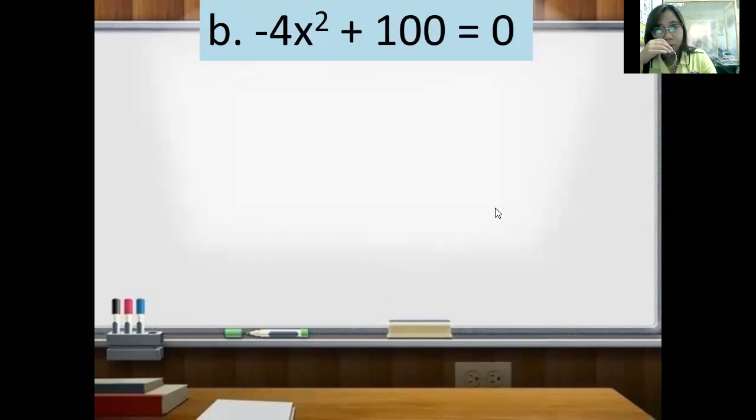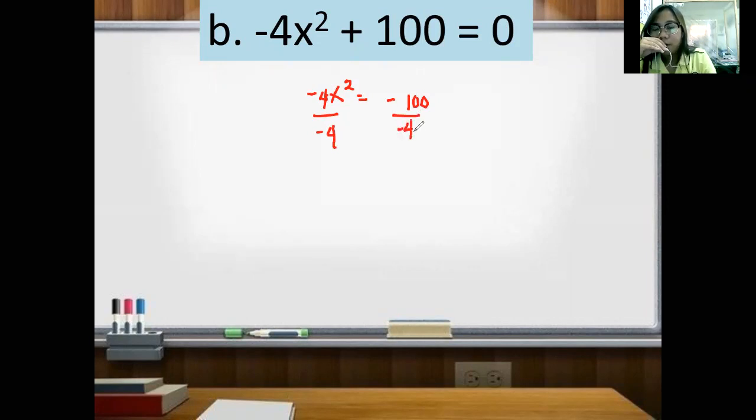Okay, so susundin po ulit natin sa x squared is equal to c, or ax squared is equal to c. Okay. So we have negative 4x squared is equal to, when we transpose 100 to the right side, it will become negative 100. Okay, very good. So now, let's divide both sides by negative 4 para po maiwan si x squared.